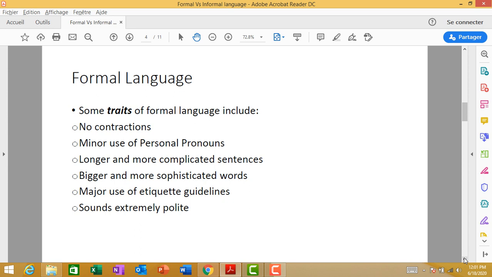That means for formal language, you will use words that are not very common. For example, you will hear people instead of saying he has a tendency to, say he has a propensity for. You see? And another trait of formal language is they use a lot of etiquette. Etiquette is really present, major use of etiquette guidelines. It's because when you want to be formal, you want to sound extremely polite.